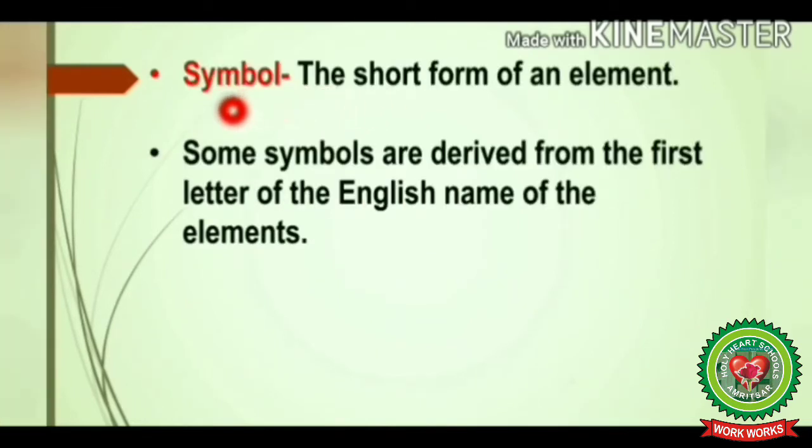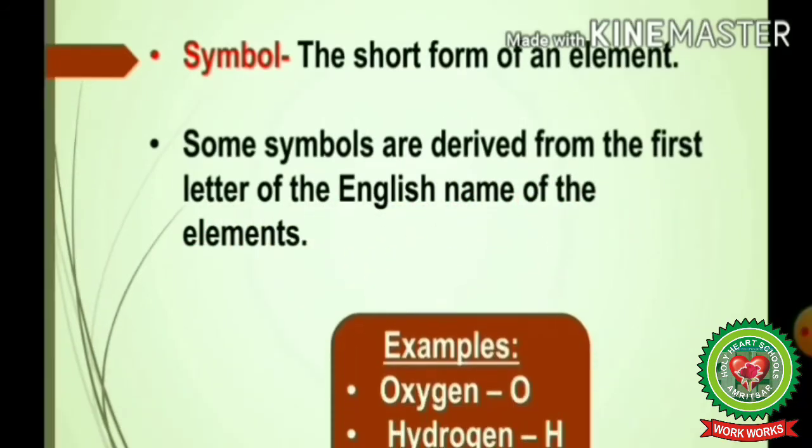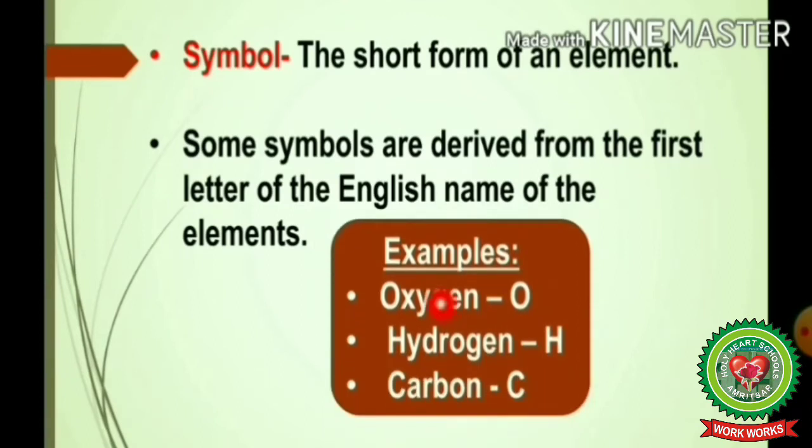So first, what is symbol? Symbol is defined as the short form of an element. Students, there are 118 elements known till now, and each element has a specific symbol. Some symbols are derived from the first letter of the English name of the elements. For example, the symbol of oxygen is O, the symbol of hydrogen is H, and the symbol of carbon is C.